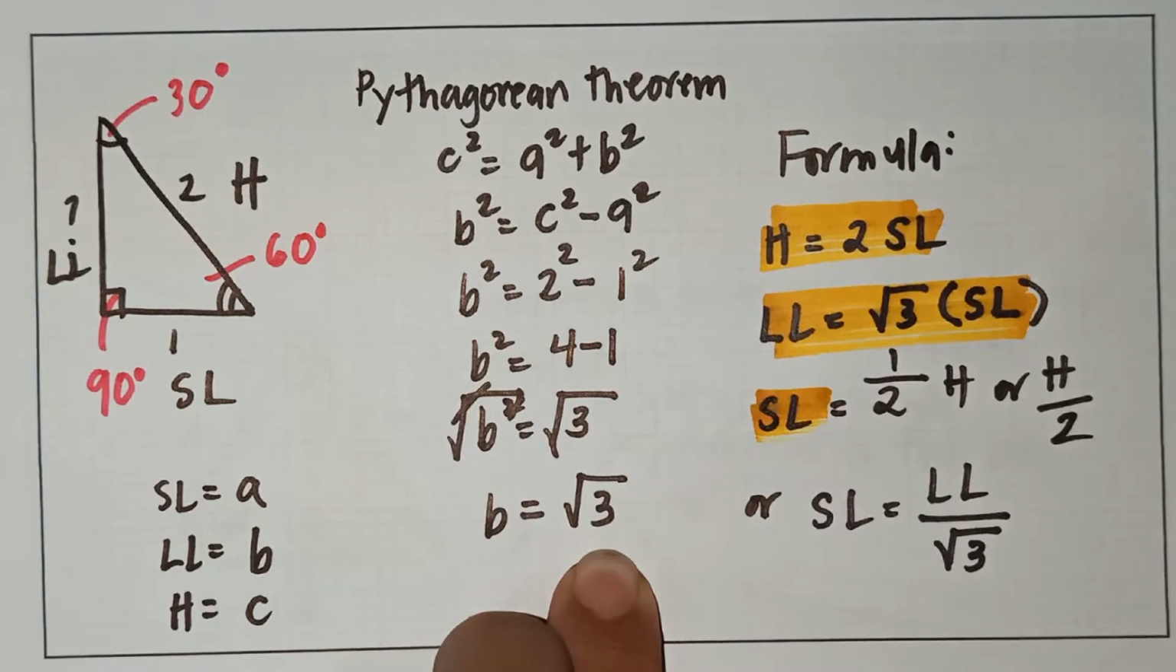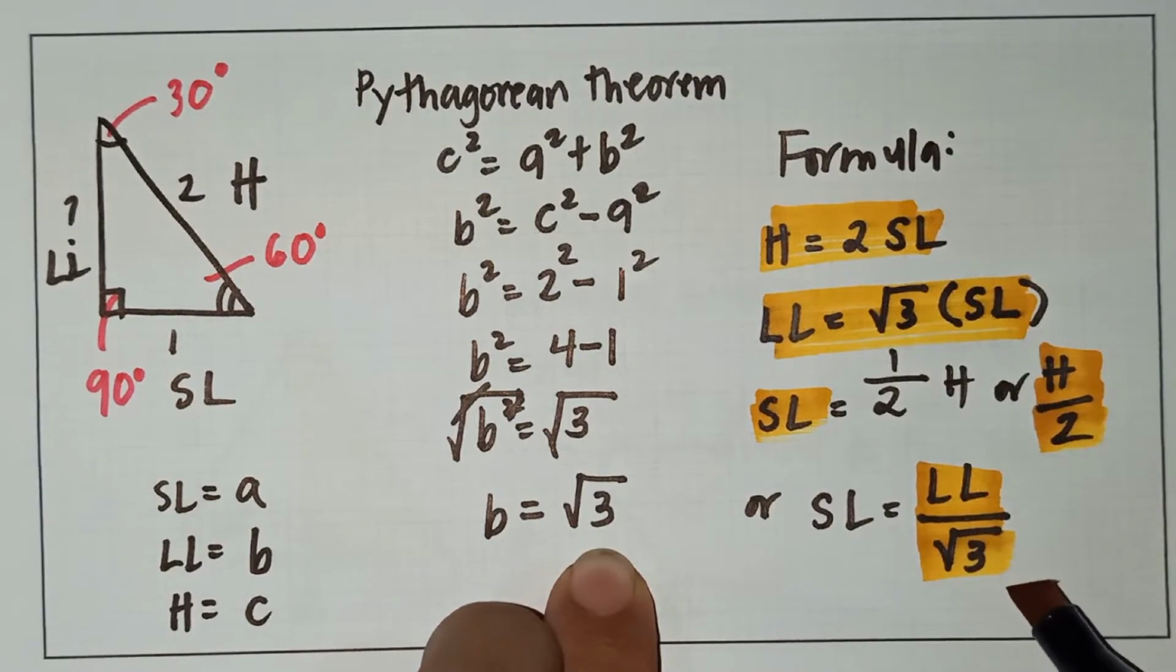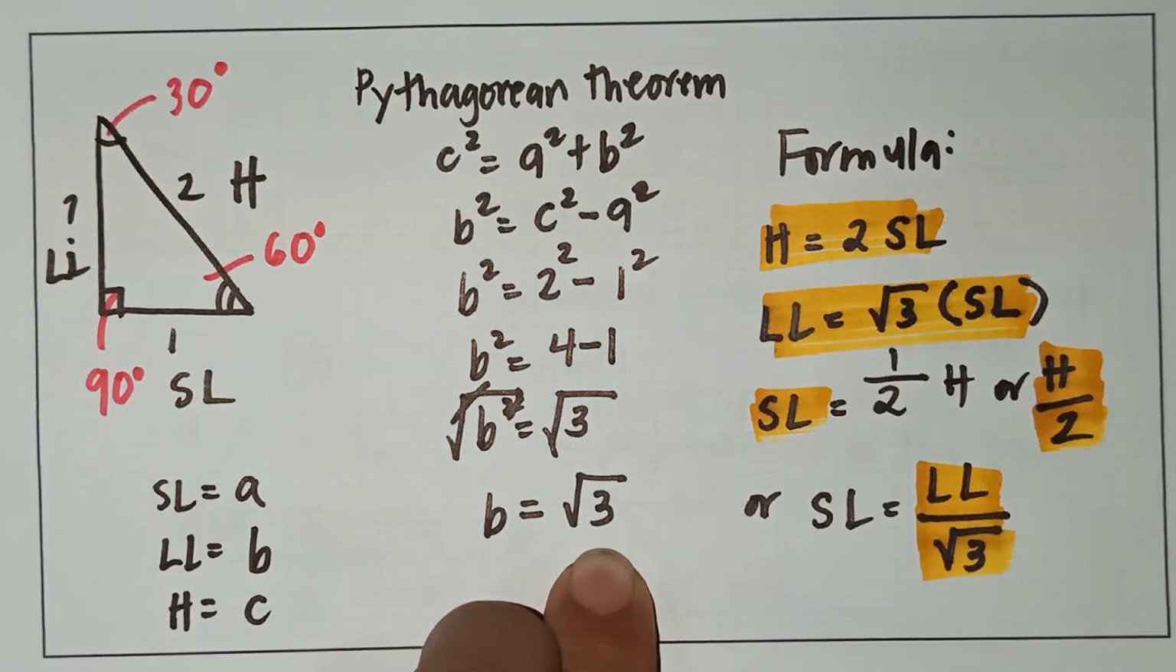To get the shorter leg, it could be the hypotenuse over 2 or the longer leg over square root of 3. Sometimes, the given is the hypotenuse. All we need to do is divide the hypotenuse by 2, or the longer leg will be divided by square root of 3 by simply rationalizing the denominator.